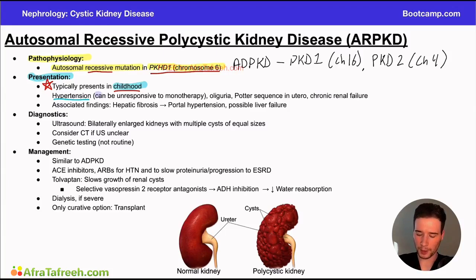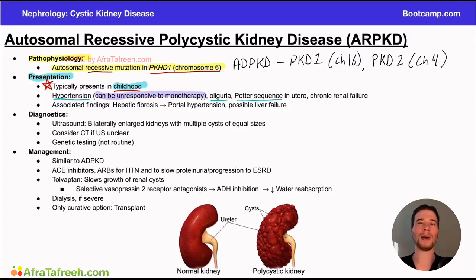And I think it's particularly important to note that this can be unresponsive to monotherapy. So a child who has hypertension is on a hypertensive medication and it's still not working. Well, this should raise flags for some additional research on the patient's condition. Now, this can also present with things like oliguria and classically Potter's sequence.